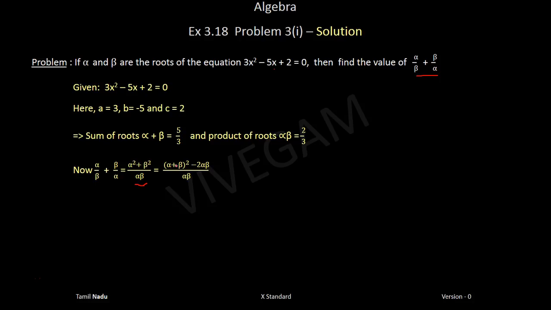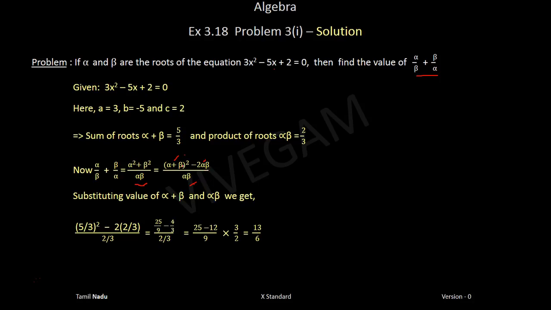So now in this formula, you know alpha plus beta, you know alpha beta, and you know this alpha beta. All three are known, right? So you will be able to calculate the value, right? Substituting the values of alpha plus beta and alpha beta in this above, we will get, so this will be 5 by 3 the whole square, and 2 into alpha beta is 2 by 3, right? So 2 into 2 by 3 divided by alpha beta, that is 2 by 3.